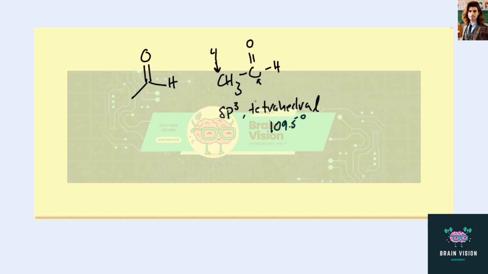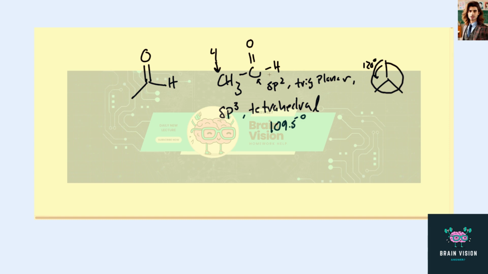Now let's look at this carbon. This carbon has 1, 2, 3 bonds. One of them is a double bond, but it has 3 electron regions. Carbon with 3 electron regions is sp2 hybridized, and it is trigonal planar. That also tells us that the bond angles are like a peace sign, 120 degrees.